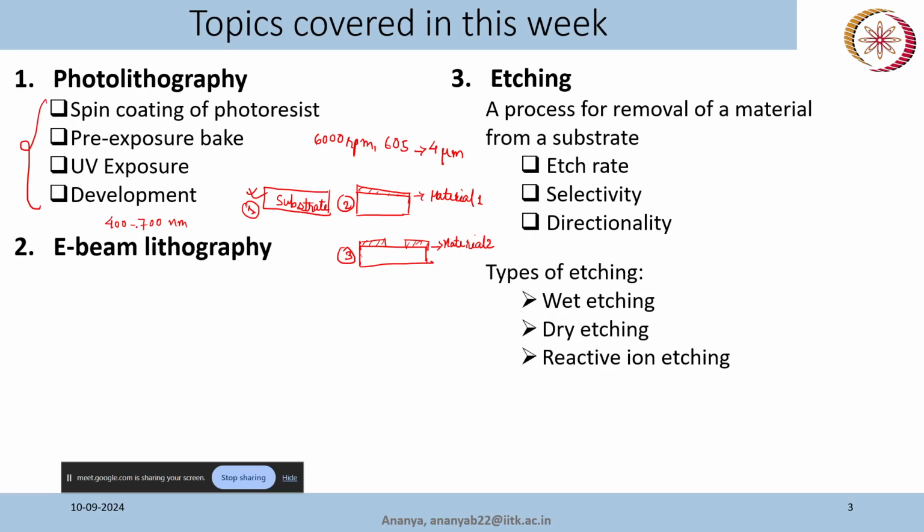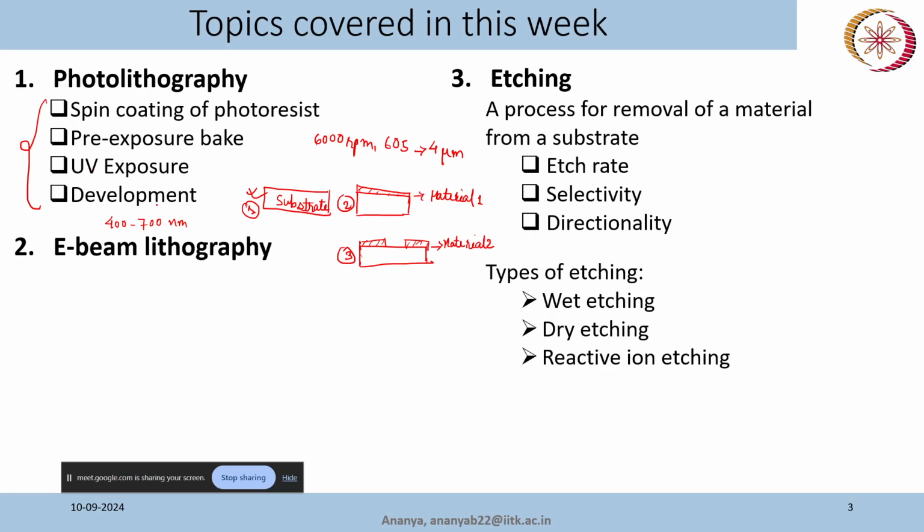Ideally, you will not be able to make very small devices using a UV source, because its wavelength is, say, around 300 nanometers. And the next step is development.